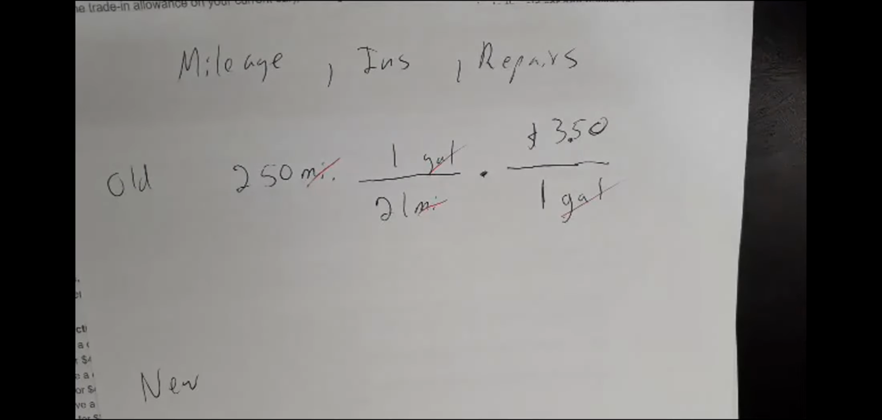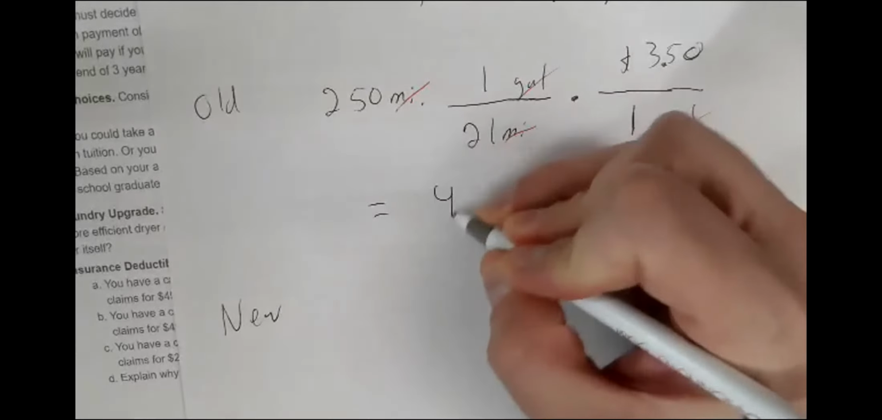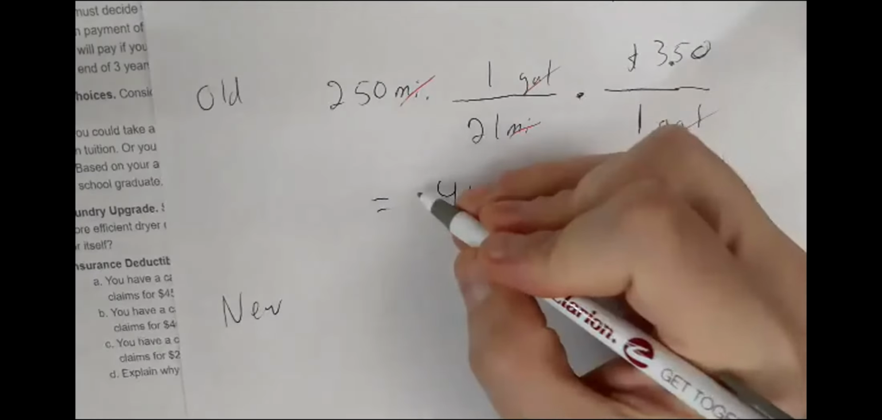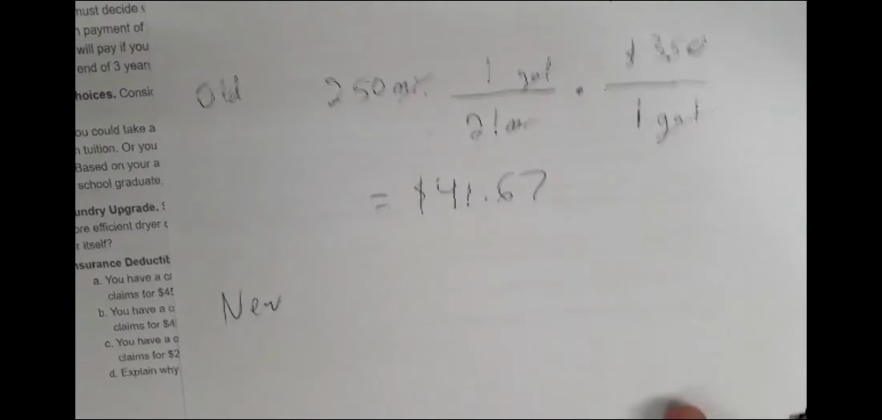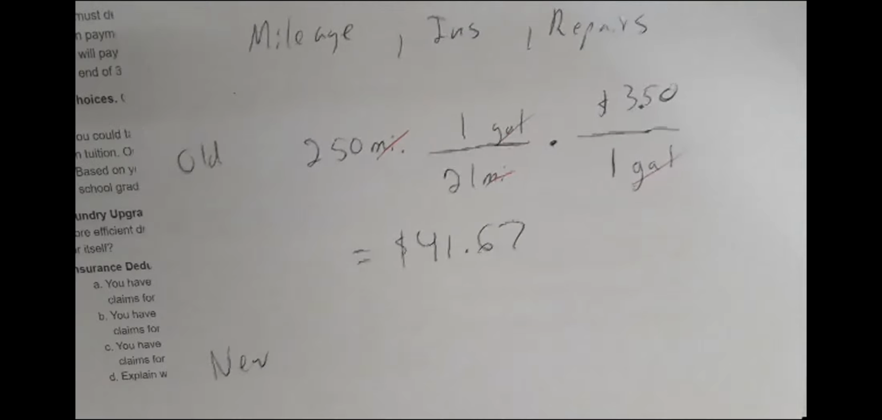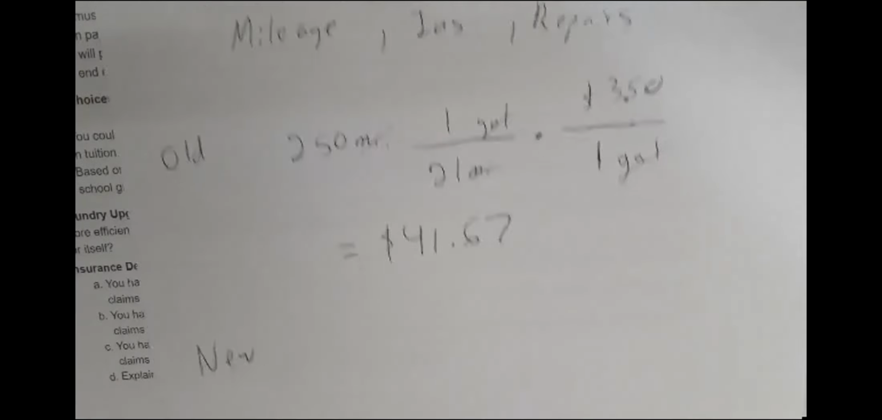So this should give me the cost in gas that my old car is costing me. So I'm doing 250 times 3.5, and then I have to divide that by 21. This is not going to be an even number, but it's going to be somewhere around $41.67 in gas. And that is for every week.